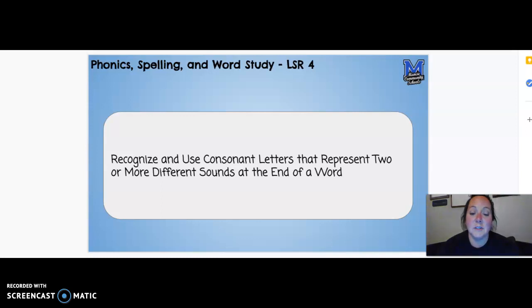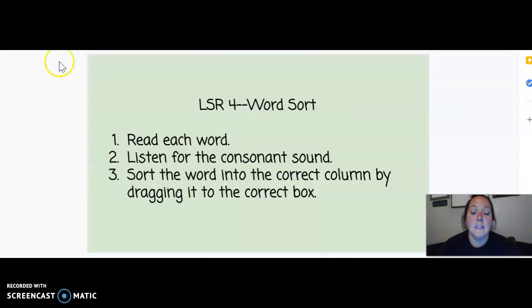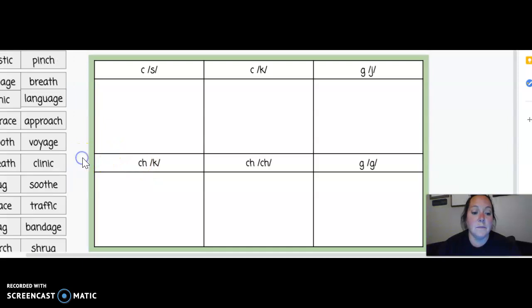Today, during your phonics word study lesson, you talked about how consonant letters can sometimes represent two or more different sounds at the end of a word. Today, for your PWS lesson or practice, you are going to do a word sort. You're going to read each word, listen for the consonant sound at the end of the word, and then sort the word into the correct column by dragging it to the correct box.